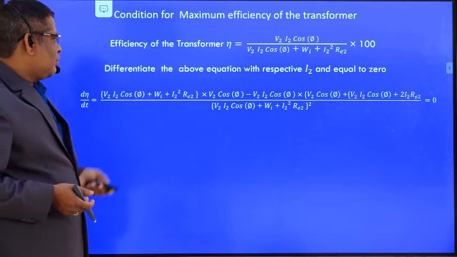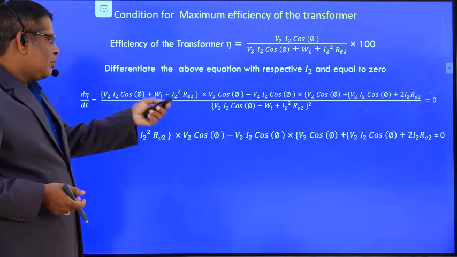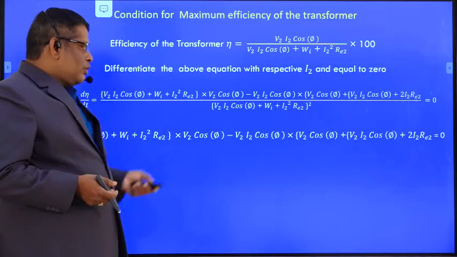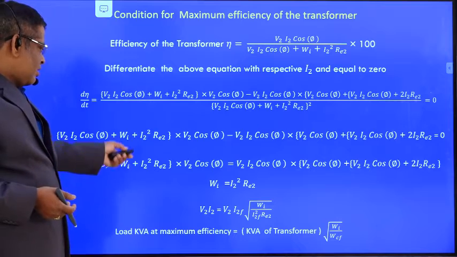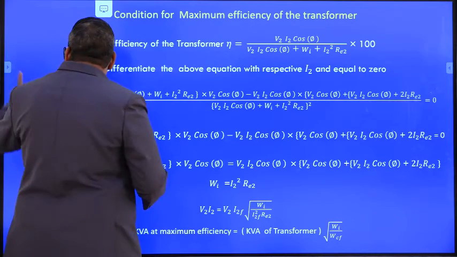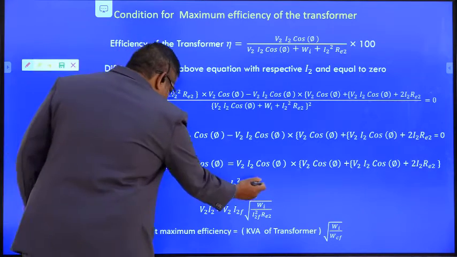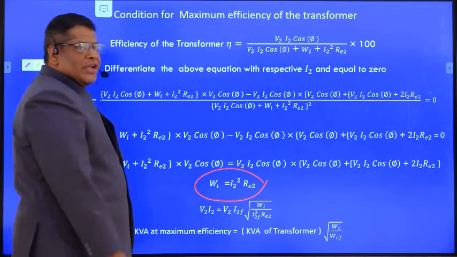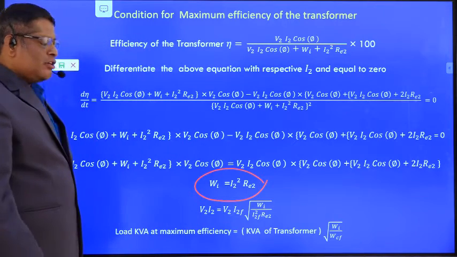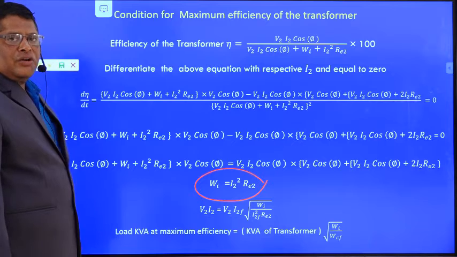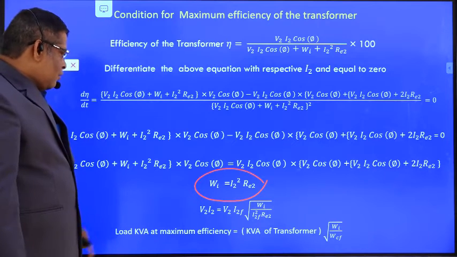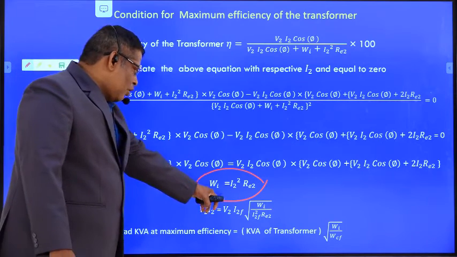Now we are equating it to 0. Once we equate it to 0, the denominator quantity is equal to 0. So finally we get the expression Wi equal to I2 square Re2, that is, constant loss is equal to copper loss. Now from this value, we already know how to calculate this.